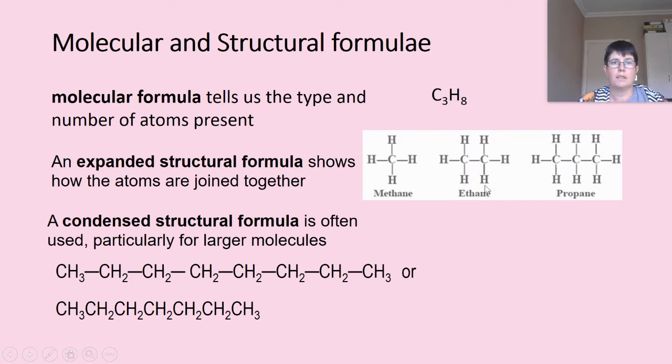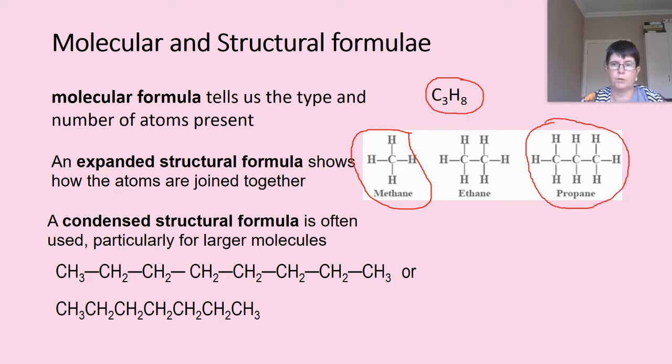We're going to be using the molecular and the structural formula. The molecular formula tells us about the type and the number of atoms present in the molecule, whereas the structural formula shows how the atoms are joined together. So this is the structural formula of methane. This is an example of a molecular formula of propane, and this is the full structural formula of propane.